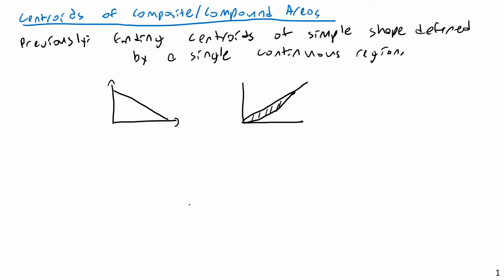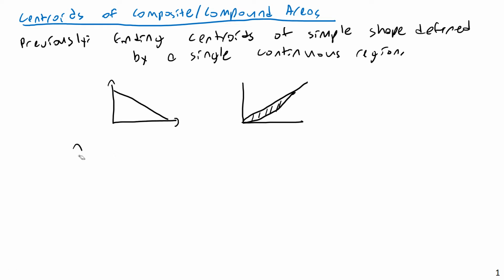So when I'm talking about a composite or a compound shape, I am talking about a shape that requires more than one curve to define, or where I could define the top and bottom curves by a series of piecewise functions. So, for example, instead of looking at a simple right triangle, imagine I want to find the centroid of a region like this.